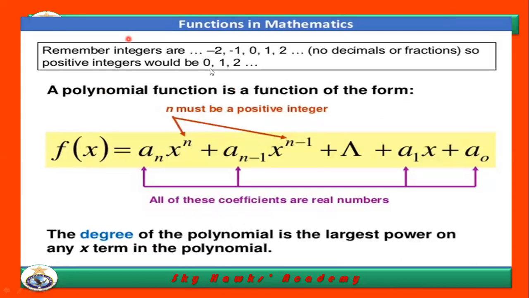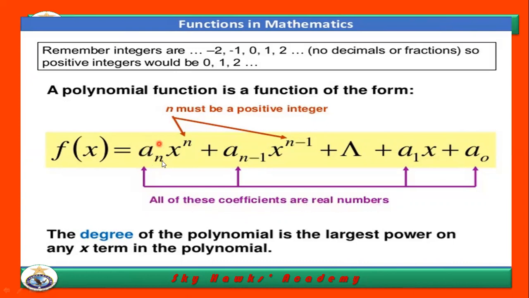From here we can see some characteristics. Let's see, remember integers are -2, -1, 0, 1, 2. Now decimals are fractions. So positive integers would be 0, 1, 2. The polynomial function is a function of the form f(x) equals a_n x^n, and here you can see the degree is decreasing by 1 and it's going on. From here you can see all of these coefficients are real numbers.